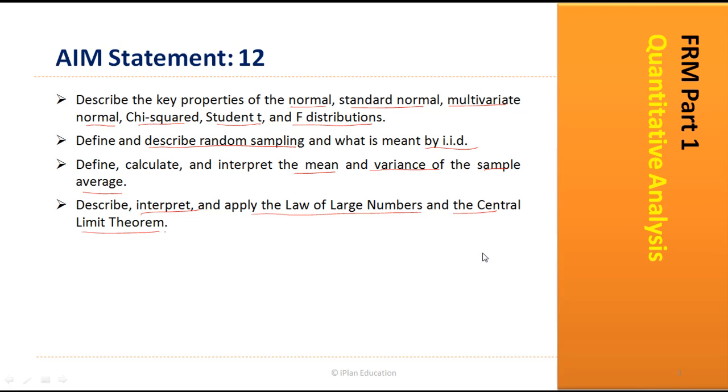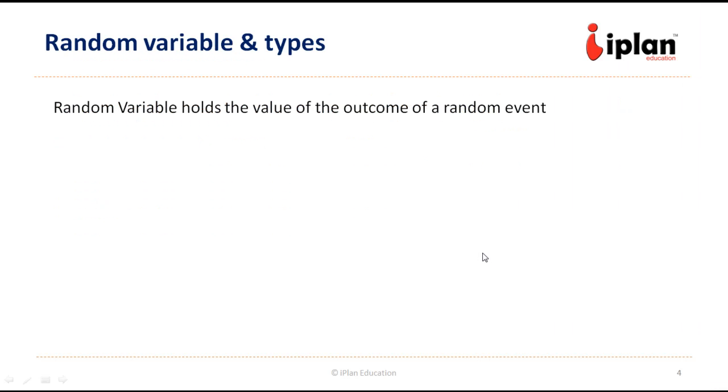So let us start with random variable. Random variable is the one which holds the value of the outcome of a random event. Suppose tossing a coin is a random event and the outcome is head or tails. So there is a random variable which can hold either heads or tails, which is an outcome of a random event. Similarly, if a random event is throw of a dice which has 6 faces, so the random variable can hold any of the 6 values from 1 to 6.